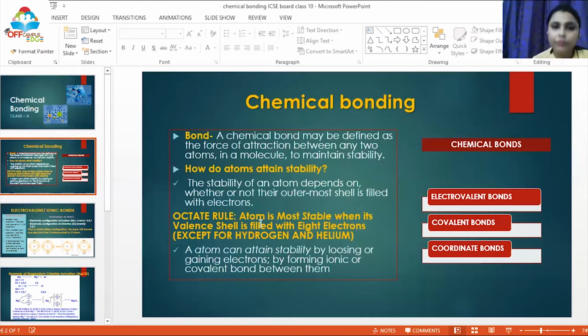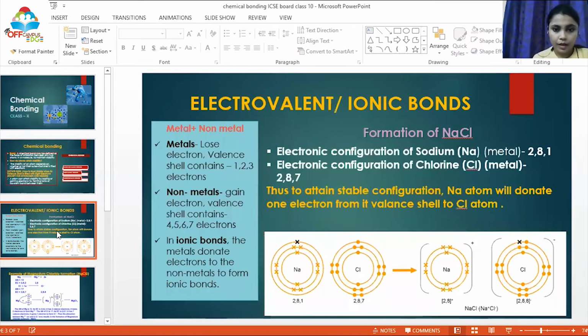So we can say that an atom can attain stability by losing or gaining electrons, forming ionic or covalent bonds between them. Okay, so let us now go to an example. The first one is the electrovalent or ionic bond. Now, an ionic bond or electrovalent bond takes place between a metal and a non-metal, always.